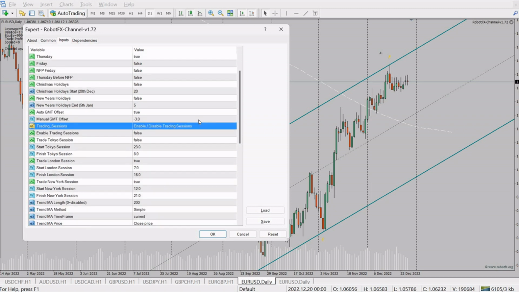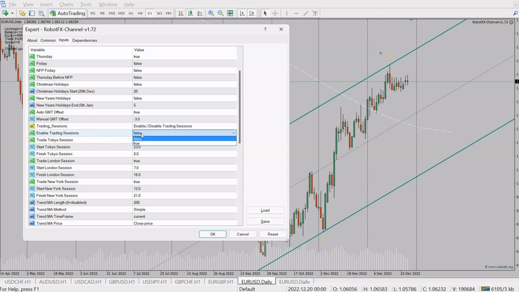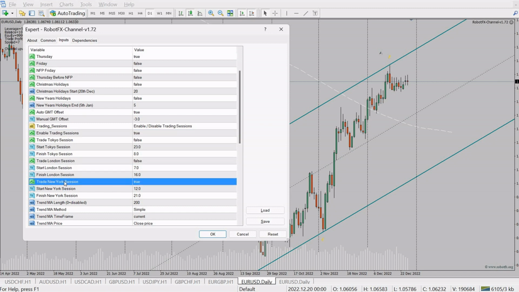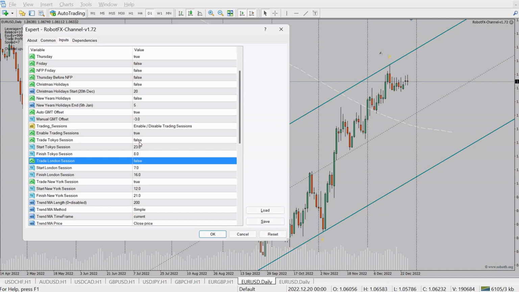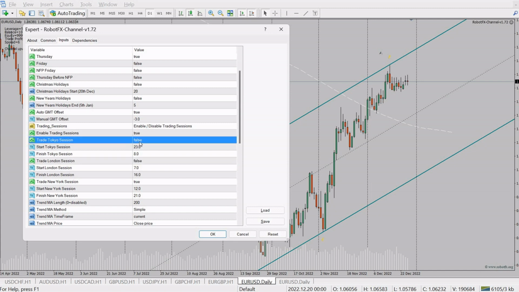Next, we have the possibility to enable or disable the trading sessions. If you want to use this, first enable trading sessions by setting it to true, and it will apply to all of them. After that, enable or disable the trading sessions you want the Expert Advisor to trade or not to trade. So, for example, if you want to trade only the New York session, you will have the trade New York session set to true. Obviously, London session set to false and Tokyo session also set to false.